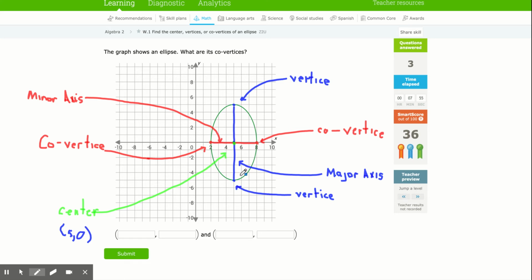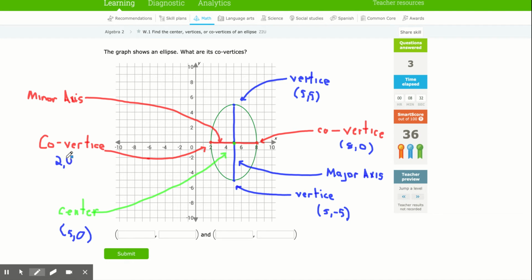So the vertices of this ellipse would be the point (5, 5) is the one vertex. The other vertex would be the point (5, -5). And then on the minor axis, it has co-vertices, and those are always the endpoints of the minor axis. The co-vertices would be (8, 0) and (2, 0).